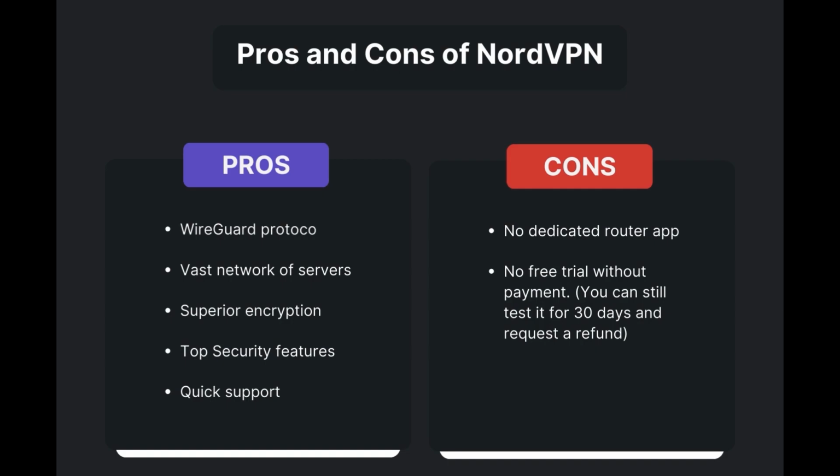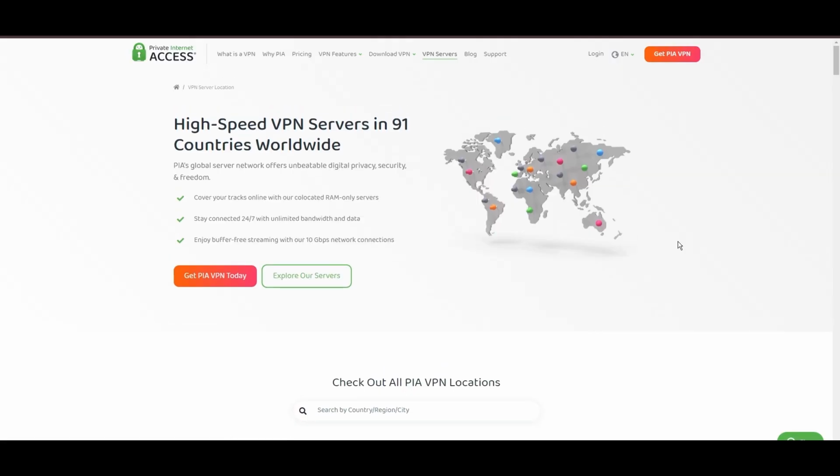Benefits of using NordVPN for Microsoft Store include swift and stable connections via the WireGuard protocol, an extensive server network for global access, top-notch encryption and security, and 24/7 customer support. However, there are a few drawbacks to note. No dedicated router app available. No free trial offered. Overall, NordVPN stands out as the best VPN for Microsoft Store.